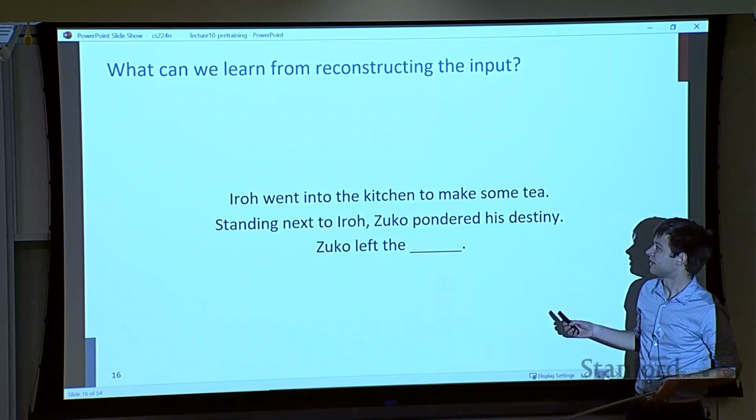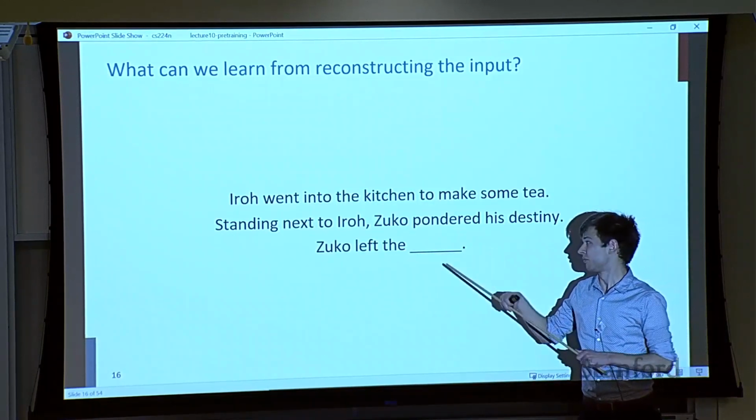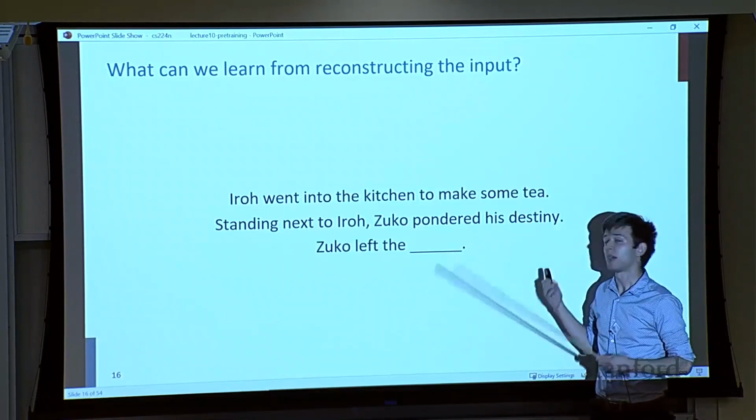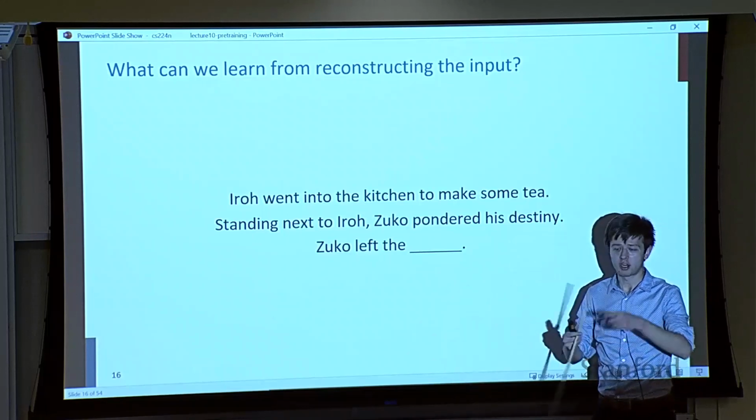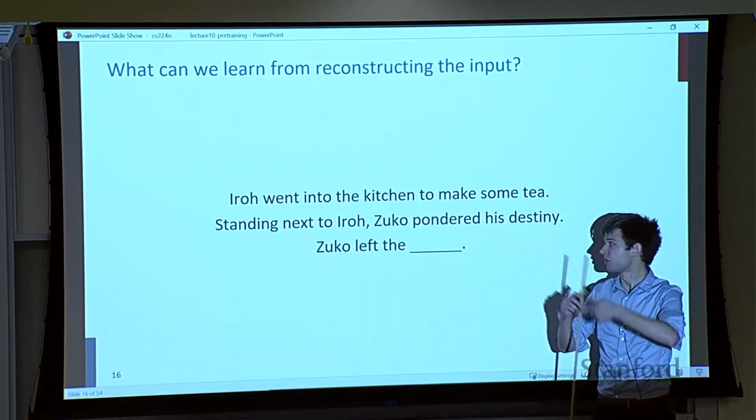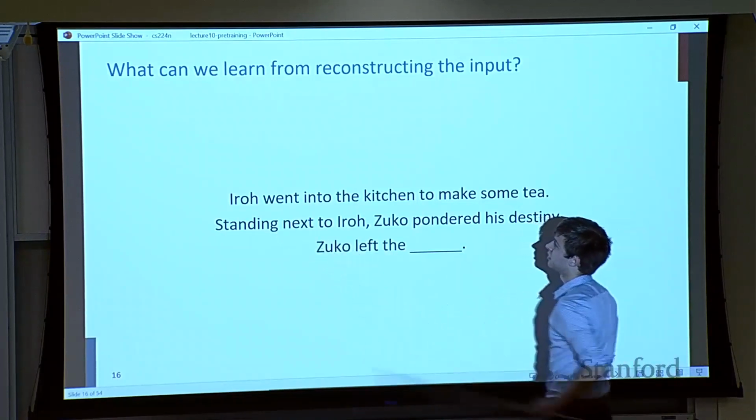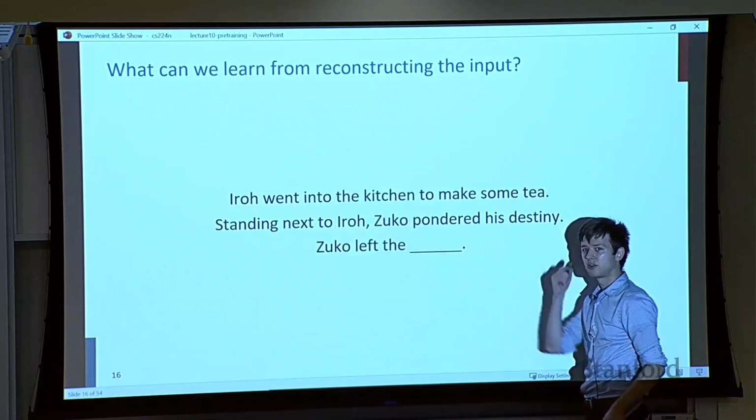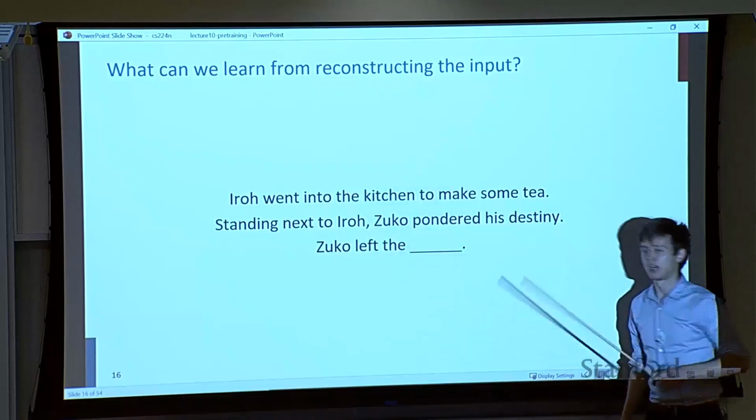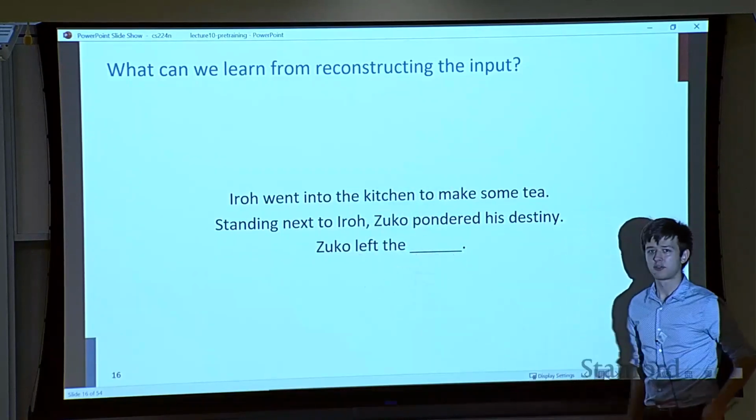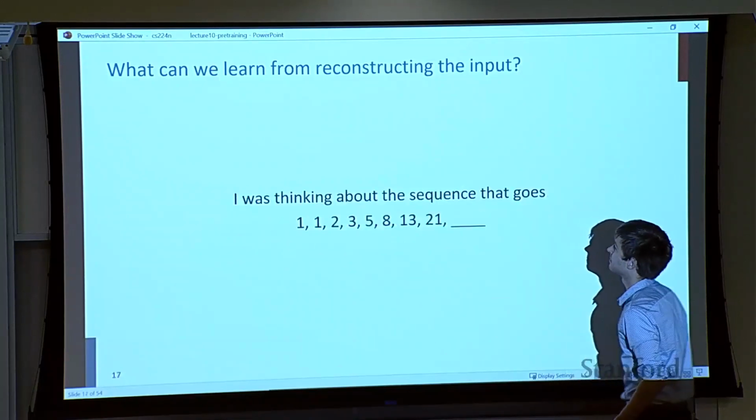And it indicates that in order for a model to learn to perform this fill in the missing part task, it might need to, in general, figure out where things are and whether statements mean or imply that locality. So, standing next to. Iro went into the kitchen. Now Iro's in the kitchen. And then standing next to Iro means Zuko is now in the kitchen, right? And then, Zuko now leaves where? Well, he was in the kitchen before. So this is a very basic sense of reasoning.